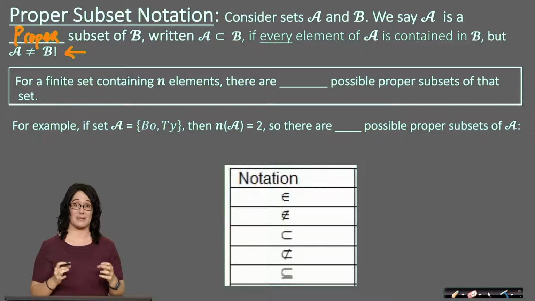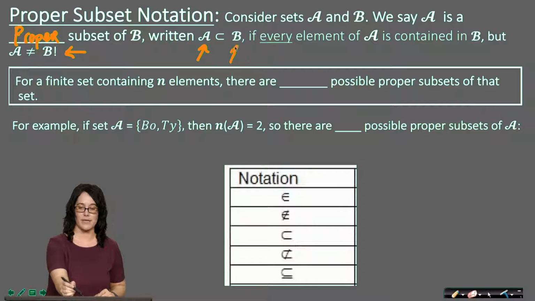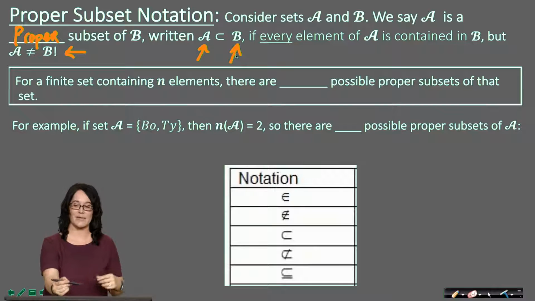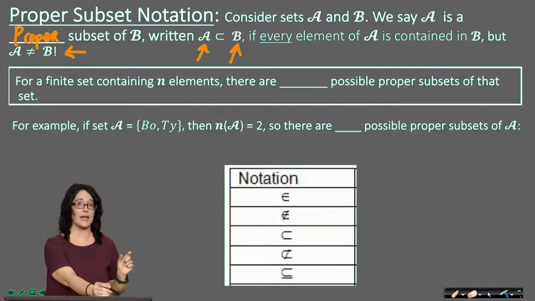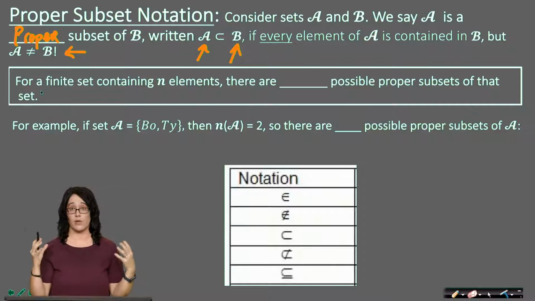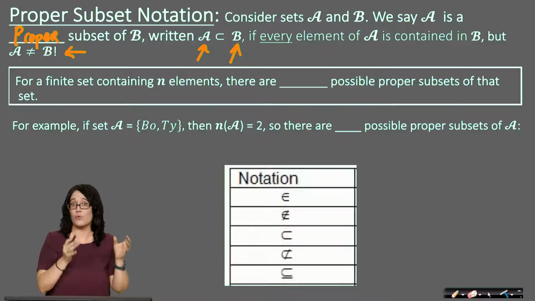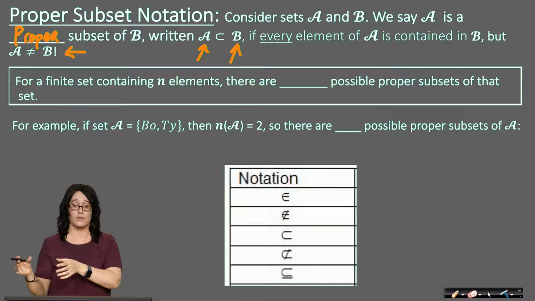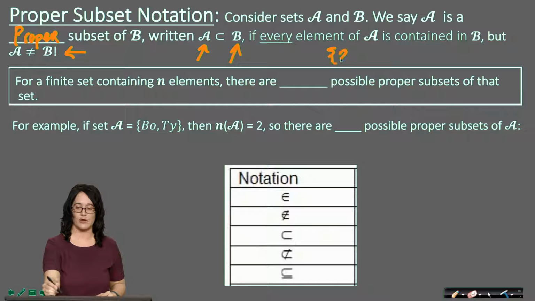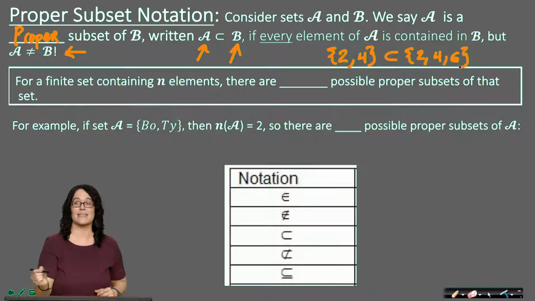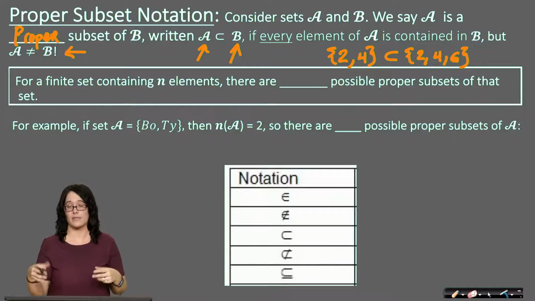So to be a proper subset, not just any old subset, but a proper one, you have to have every element of A contained in B, just like the subset, but with the extra added qualifier that A cannot equal B. In other words, you could say there have to be fewer elements in A than there are in B. So for example, if I had the set with the numbers 2 and 4, that would be a proper subset of the set 2, 4, 6, right? Because every element in A is found in B, and A has only 2 elements, whereas B has 3 elements, right? So that would be a proper subset.